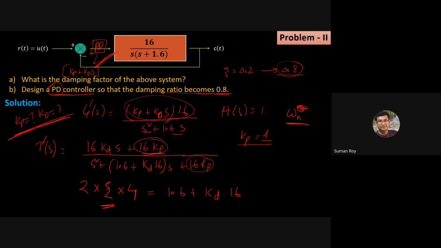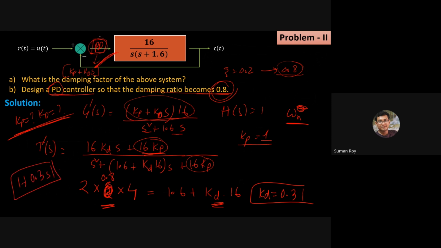Now, what is desired zeta? Desired zeta is 0.8. That means we need 0.8. Okay, so for 0.8, can you calculate the Kd? Answer is of course yes. If you solve this equation, you will get Kd value equal to, just verify later on, 0.3. So once you know this answer, that means here the controller is 1 plus 0.3s, which is our PD controller, situated here along with the G(s).